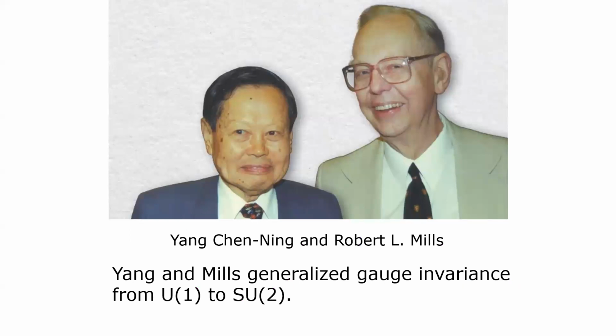Now, Maxwell and Faraday were dealing with the symmetry of the circle, SO2 or U1. Yang and Mills generalized gauge invariance from U1 to SU2. They were thinking in terms of isotopic spin, and I think there was a lot of resistance to their paper initially, but of course, the work they did is now regarded as an enormous step forward.